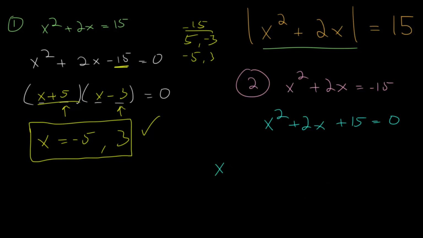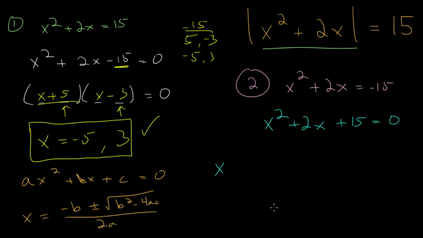And let me write it out generally so that we have it. We have some general quadratic, ax squared plus, let's say b times x plus c is equal to 0. Then x would be the opposite of b, plus or minus the square root of b squared minus 4 times a times c, all divided by twice a.